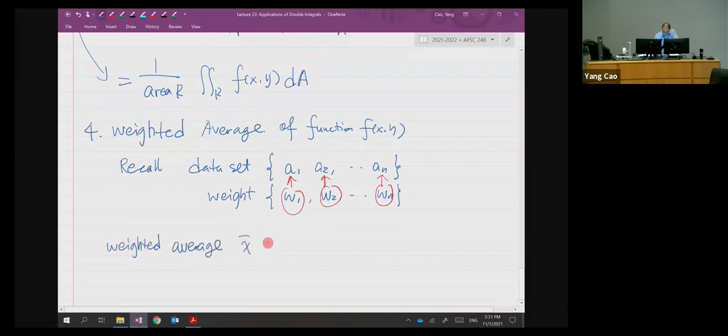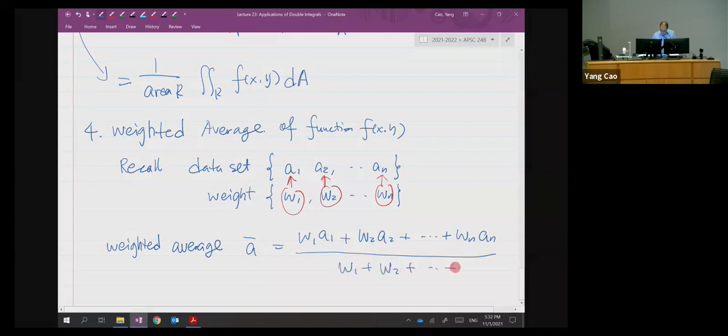Let's call it A bar here. And then you get W1 times A1, W2 times A2, up to Wn times AN. So you multiply the weight with each one of the data in the set. Then you divide it by the sum of the weights, or the total. Then you get the so-called weighted average.